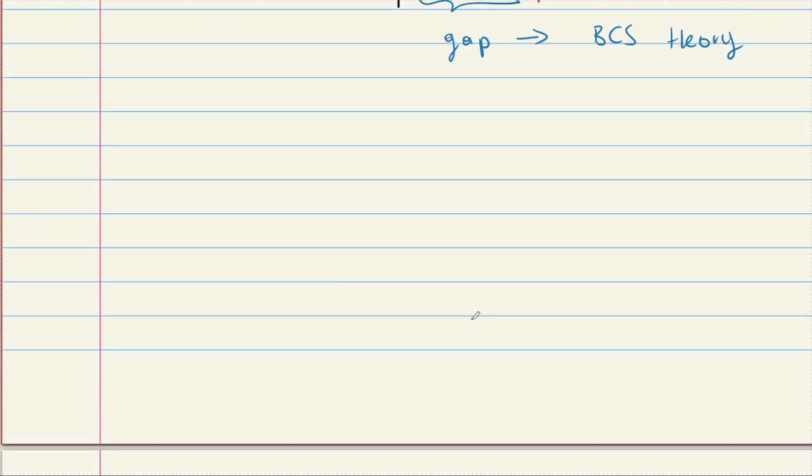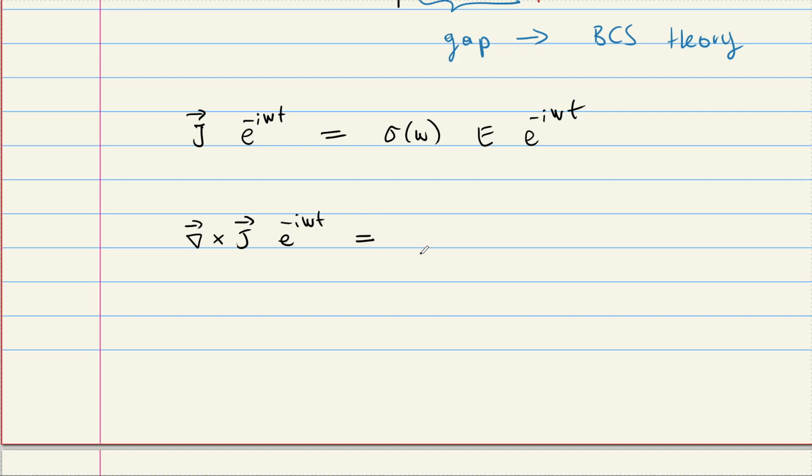So what they did is, let's write J e to the minus i omega t is equal to sigma of omega, exactly like Ohm's law, but frequency dependent, e to the minus i omega t. And so let's take the curl. If you take the curl, you have del curl j e to the minus i omega t is equal to, so I want to write it like this. Let me write it in two steps.